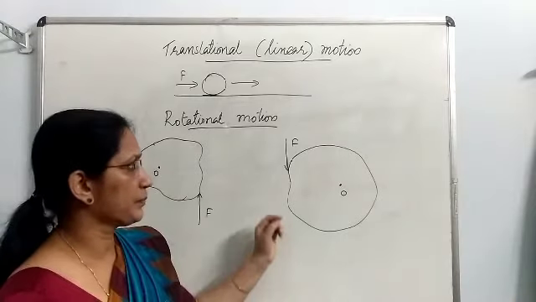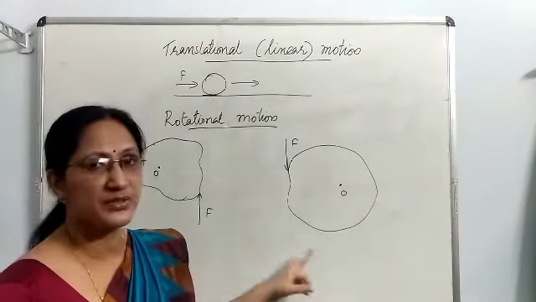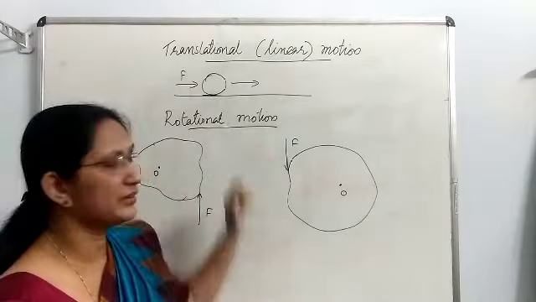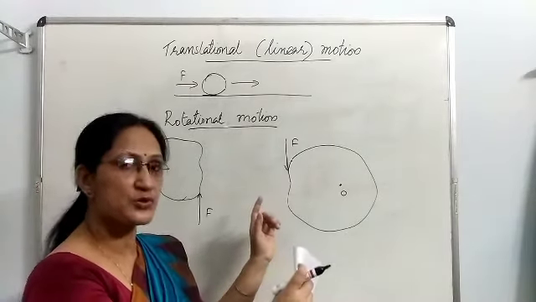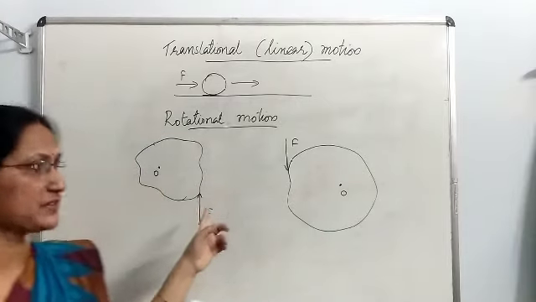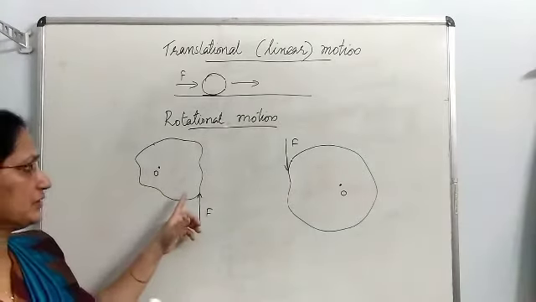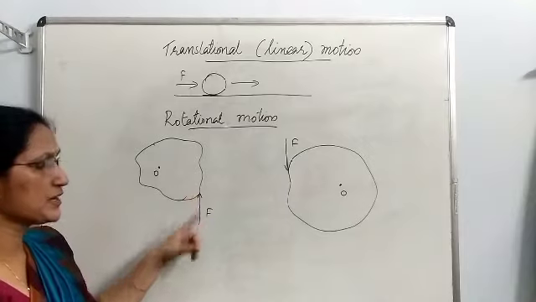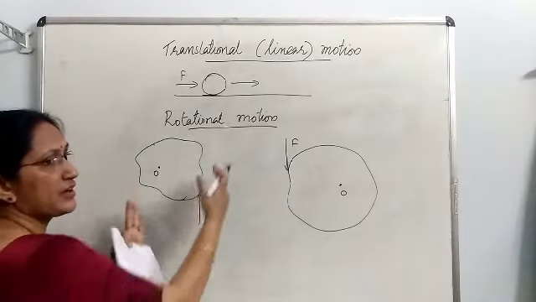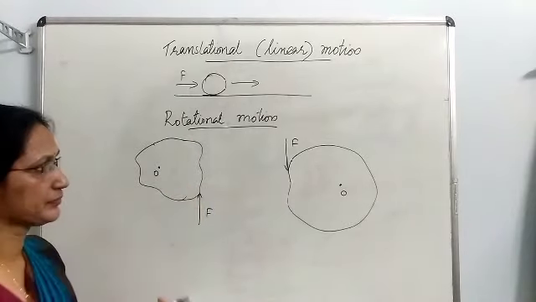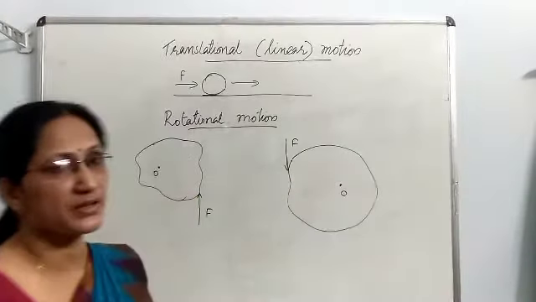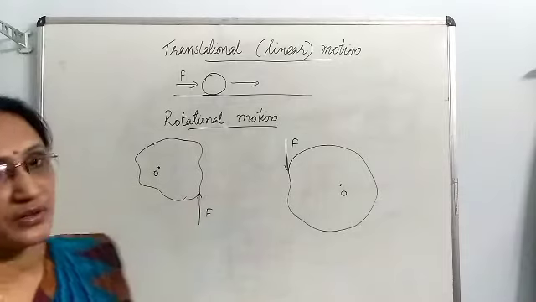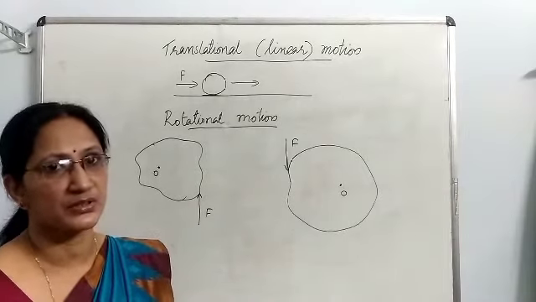Look at the second example. Here, another pivoted body, but force is applied in downward direction. So in this case also the body will rotate, but in opposite direction to the first one. The first example, this force will make the body rotate in anti-clockwise direction, and this force will make the body rotate in clockwise direction. So this is known as rotational motion.